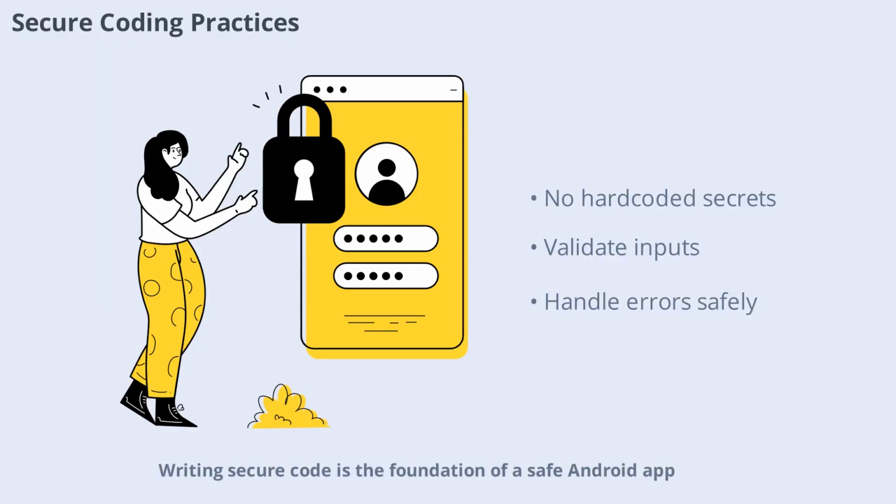Writing secure code is the foundation of a safe Android app. This includes avoiding hard-coded secrets, validating all inputs, and handling errors gracefully. By following established secure coding guidelines, you can minimize vulnerabilities and build more resilient applications. Let's look at some key secure coding practices every developer should follow.